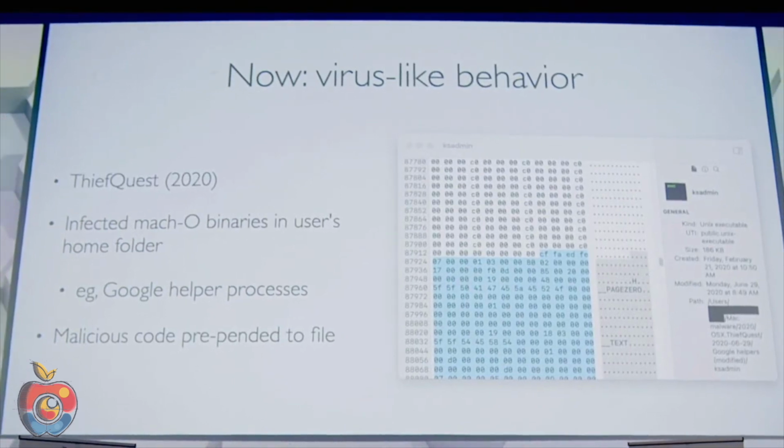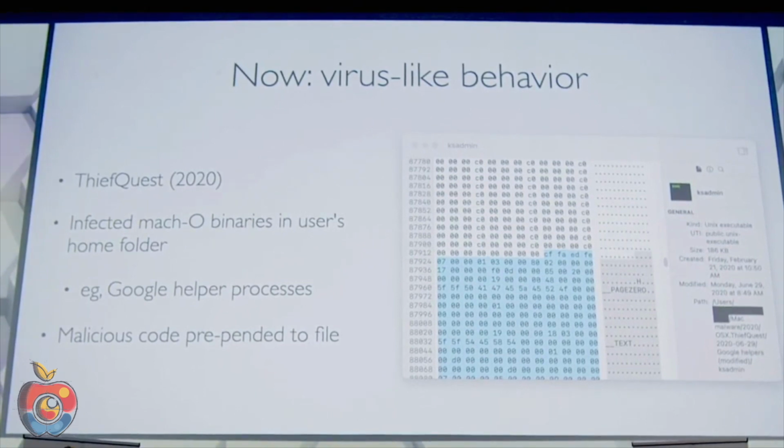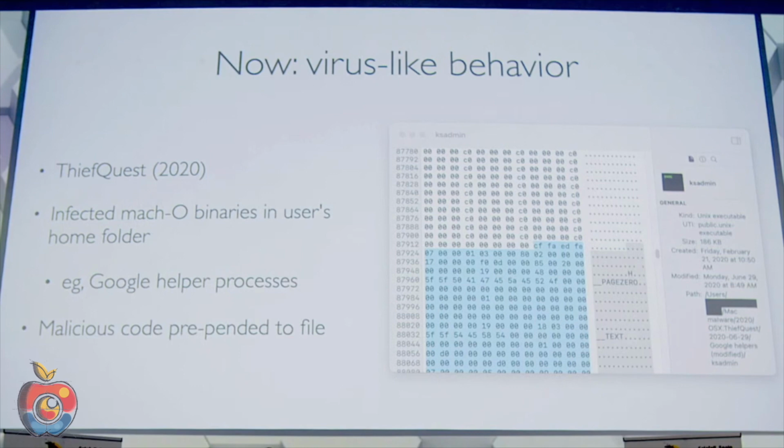These days we don't really see a lot of viruses on the Mac anymore, or even on Windows for that matter. Viruses are much less common these days than they used to be. But we have seen a few things that had virus-like behavior. Back in 2020, we saw ThiefQuest, which, among other things that it did, actually infected binaries that were found in the user's home folder. Of course, in the user's home folder, you don't need any special permissions there. So it could freely infect the binaries, and what it did is it prepended the malicious code onto those binaries so that the malicious code would run, and then it could run the legit code, make it look like nothing was wrong. One of the biggest examples of binaries that it infected this way were a number of Google helper processes that at the time were stored in the user's application support folder.